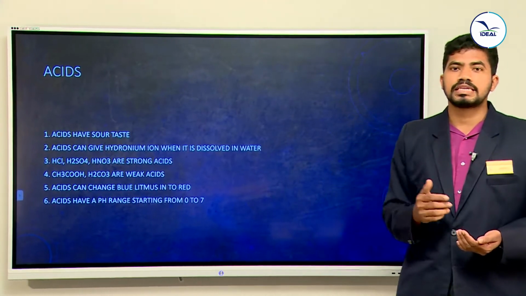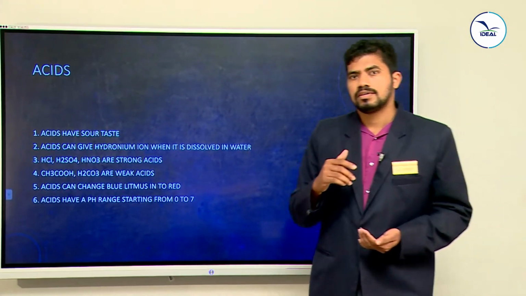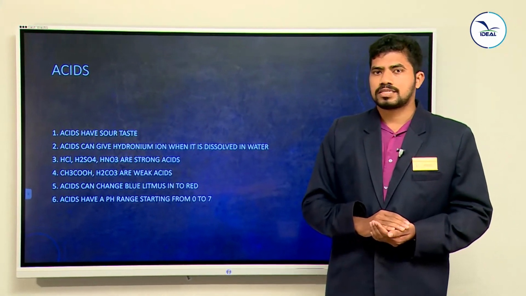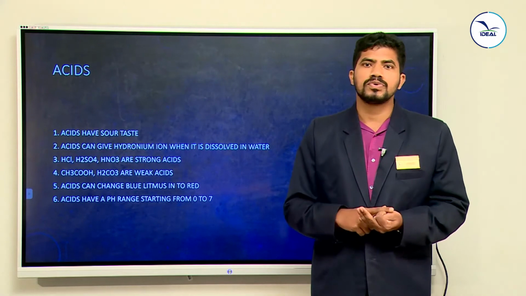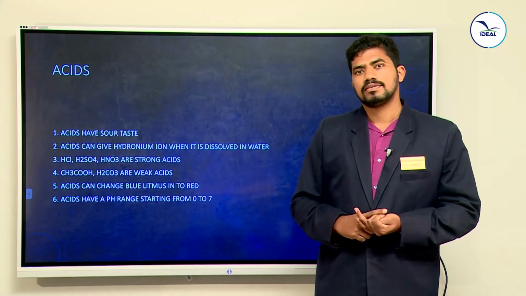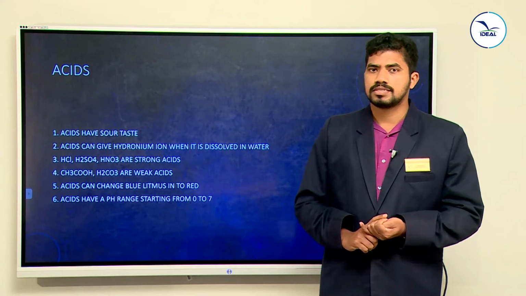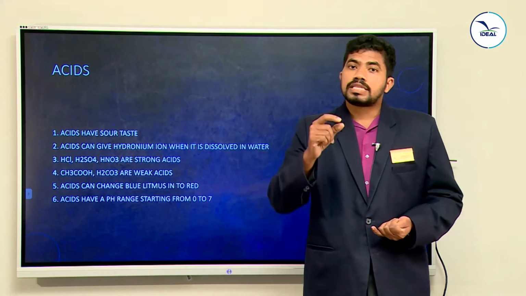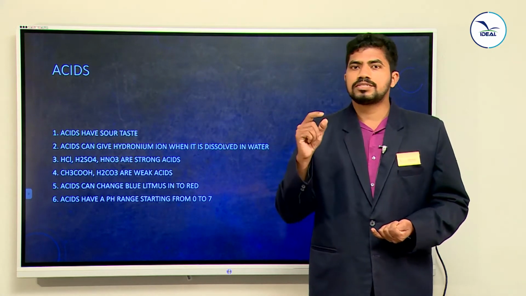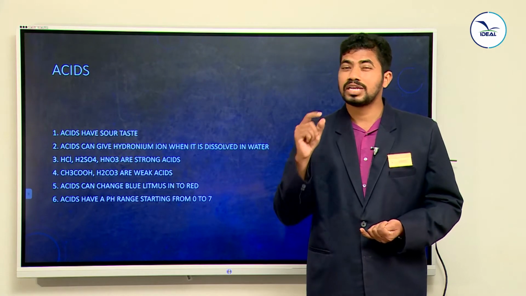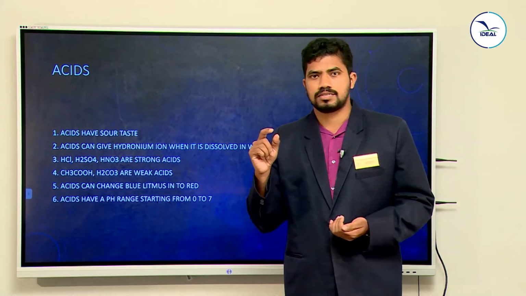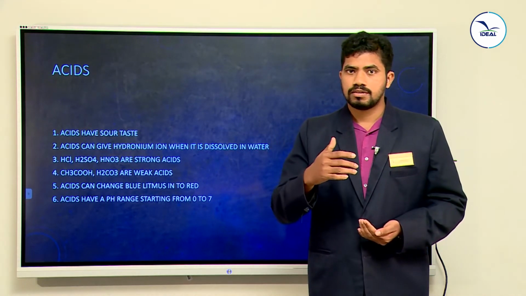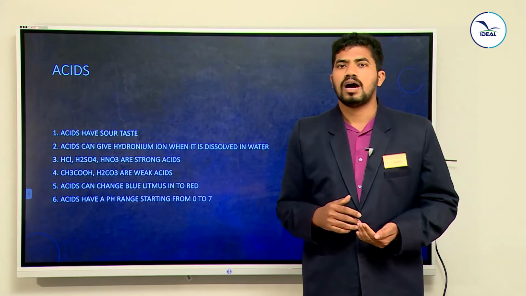If you enter into the chemistry lab, you can see a number of examples of acids: hydrochloric acid, sulfuric acid, nitric acid. And the basic thing is, when we dissolve any acid in water, we will get hydronium ion. Hydronium ion is H3O+. Okay?